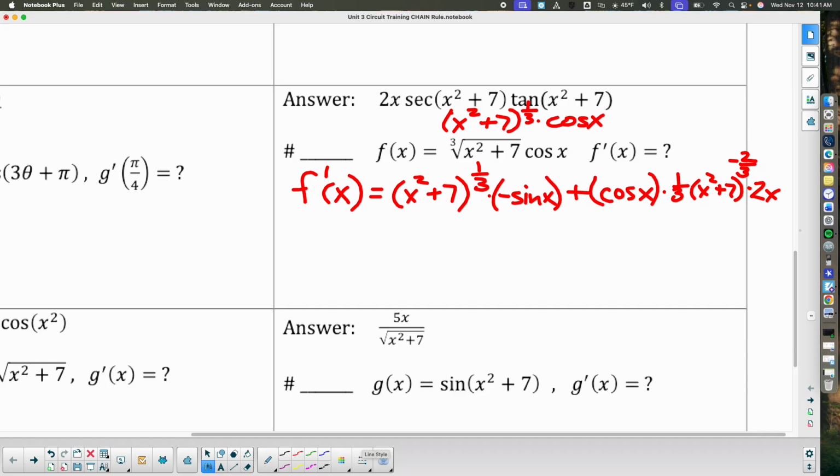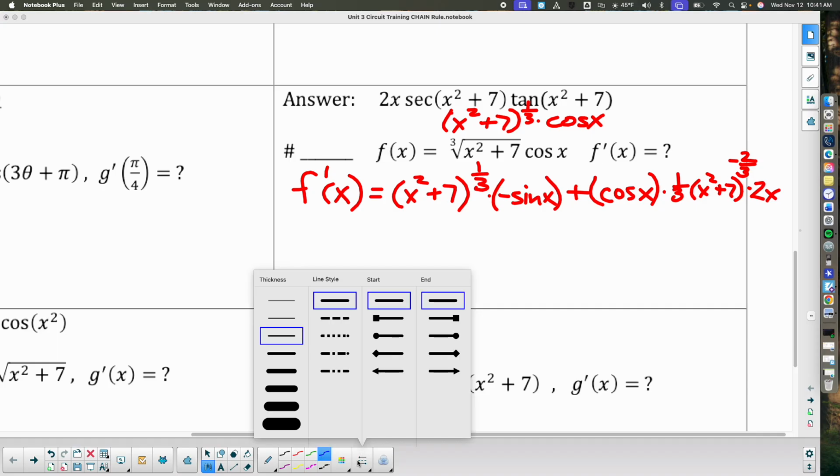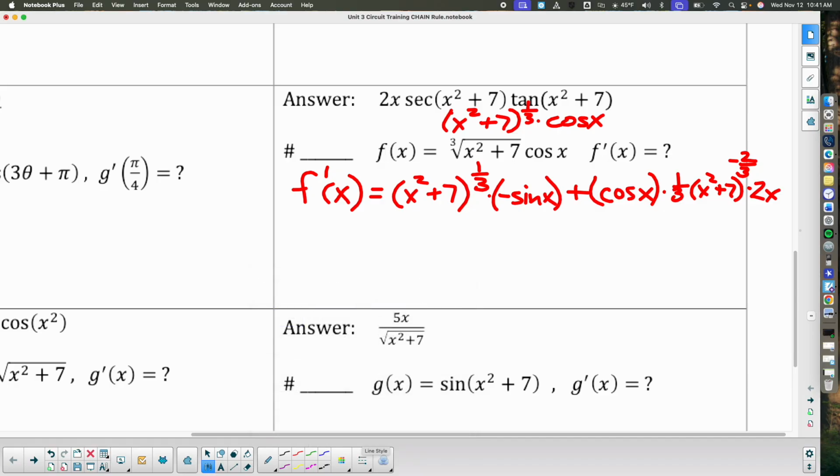Now for simplification, what's going to happen is I've got first term, second term, and I'm going to look for common multipliers, which they both have: the same parentheses, x squared plus 7. So that's going to get factored out. So the circuit worksheet answer, this is where it's going to come from. So I'm going to take out x squared plus 7.